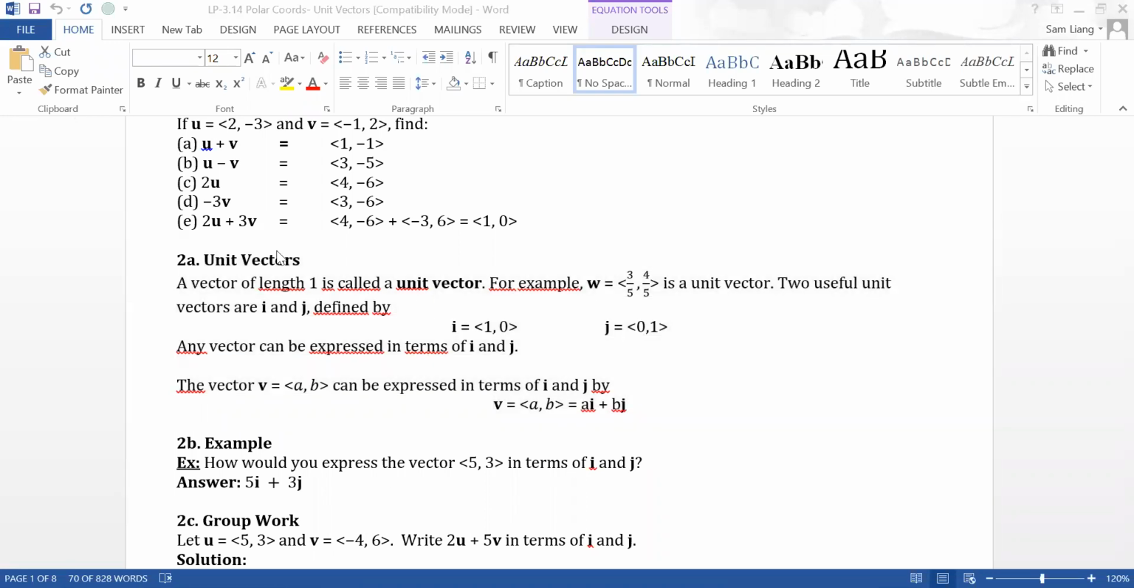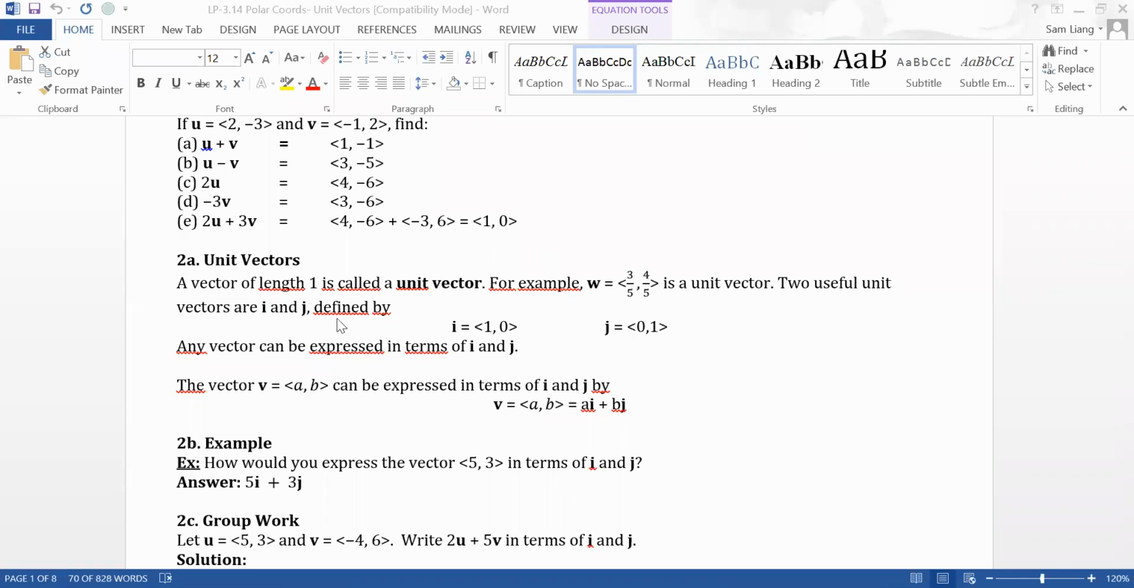Just a few things. Again, the definition of a unit vector is a vector of length 1. Technically, there are infinitely many unit vectors, but we're going to look at two in particular in this class. The first one is i, which is 1, 0, the horizontal unit vector. And j is the vertical unit vector, 0, 1. If you graph them, i is going to point eastward, and j is going to point up. So in other words, there's a right angle between them. They're orthogonal.